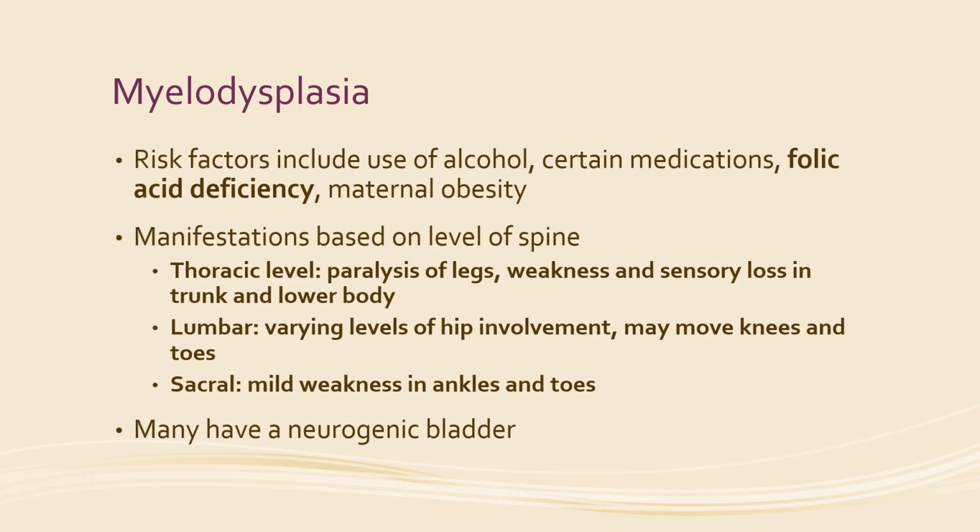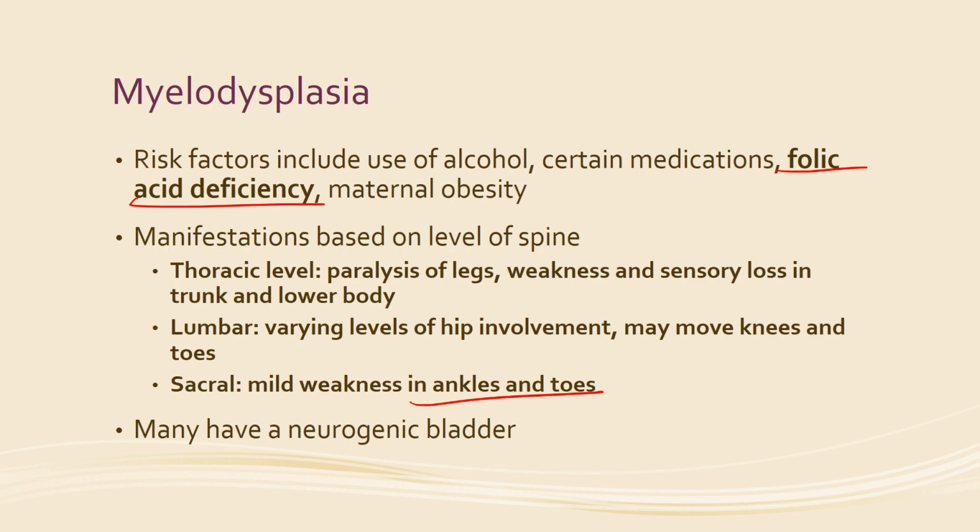Okay, so you guys have probably heard folic acid and spina bifida all day, every day, so I don't need to go into that. It should make sense that the manifestations are different based on the level of the spine that it's occurring at, right? If it's occurring in the sacrum, that's the lowest part, so you're only going to see symptoms kind of in your ankles and your toes.